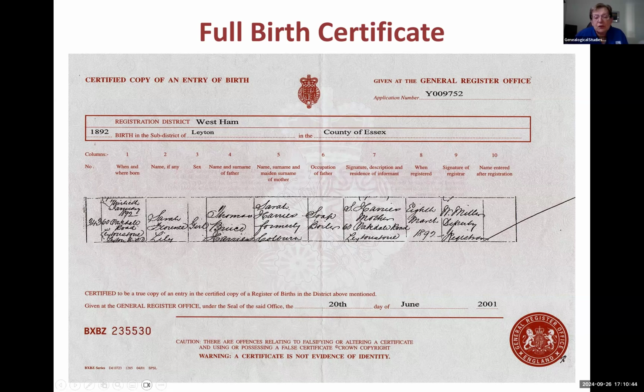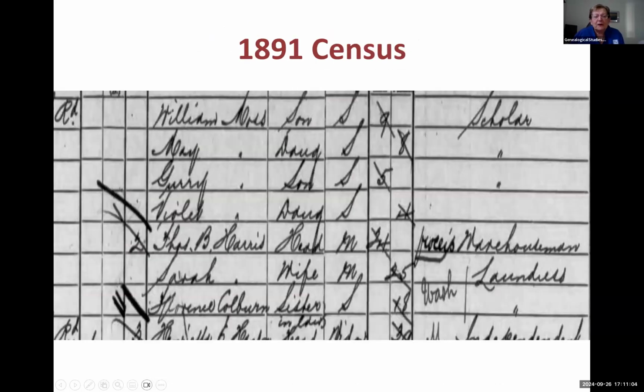Thomas Bruce Harries was a soap boiler at that stage. And that's pretty much confirming that Lily was, in fact, the child of Thomas Harries and Sarah Harries, formerly Coburn. Right, so where did the Padwick come from?